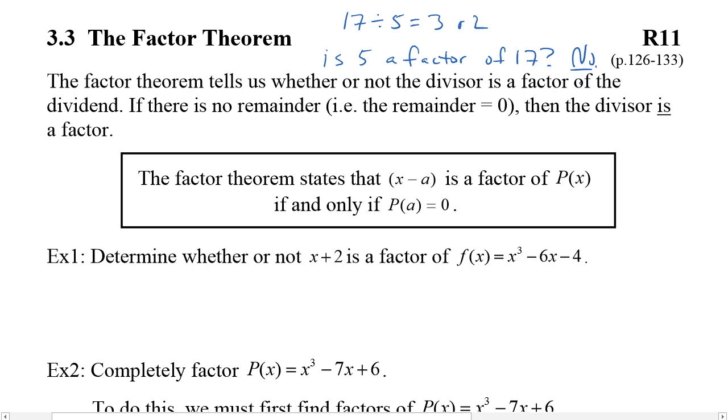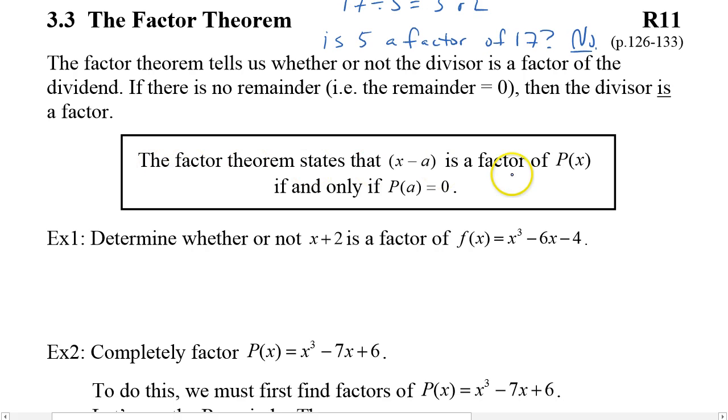Well, same thing here now. You'll see that the factor theorem is just sort of an add-on to the remainder theorem: if you plug in this value and you get a remainder of 0, you know that that binomial was a factor.